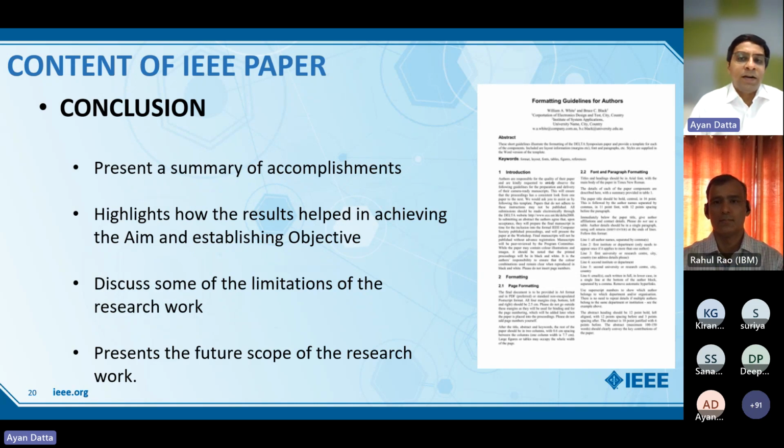Finally, the most important part, which as a reviewer we need to pay attention to, is the conclusion section, because it should finally present a summary of all the accomplishments through the research work. It should also talk about the highlights of the results and how they were achieved, and how they helped in achieving the aims and establishing the objectives. It's very, very important, as I mentioned, that at the end the key highlights, since results will be a lot on the table or in the graphs, right? But the key things need to be highlighted in the conclusion, which is very, very important.